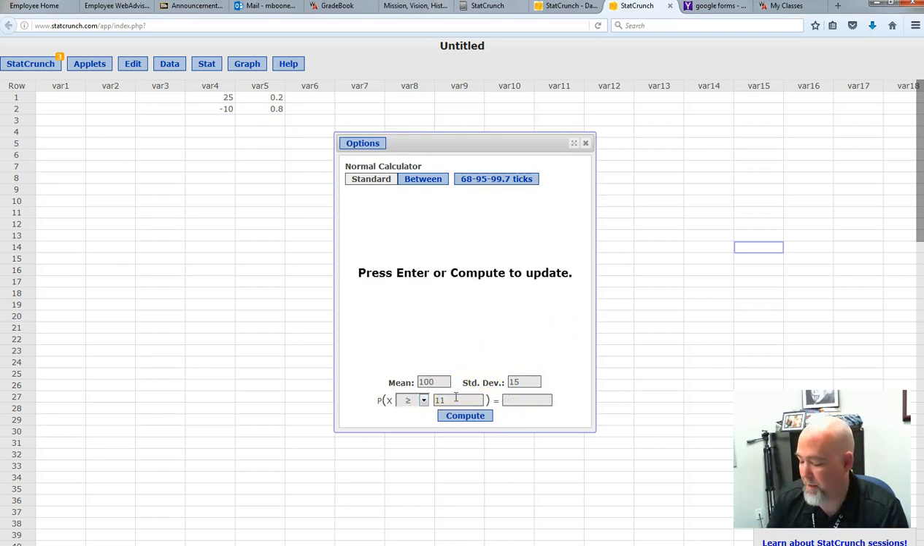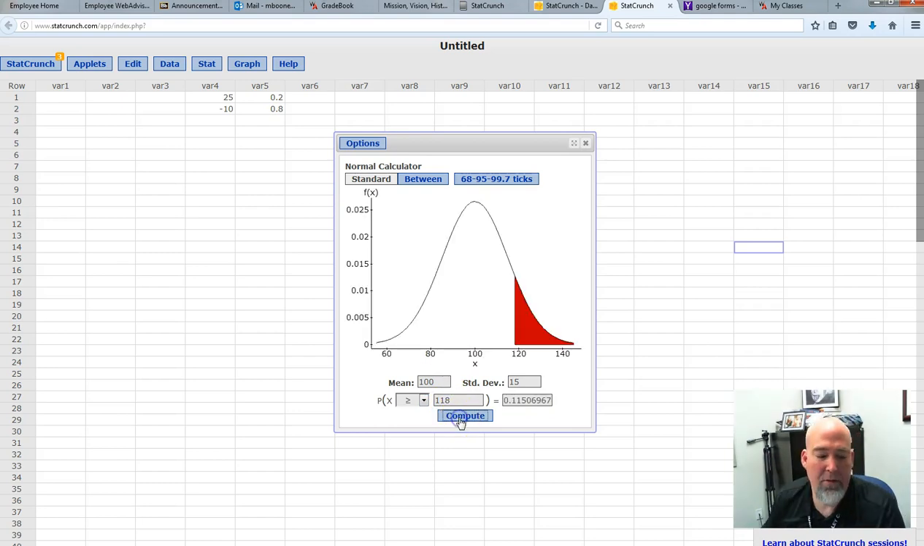Again, I can get crazy with the numbers. I don't have to do exactly one standard deviation above or below, which makes this process awesome. And it's a great visual calculator. Again, it does the between or it does just normal.